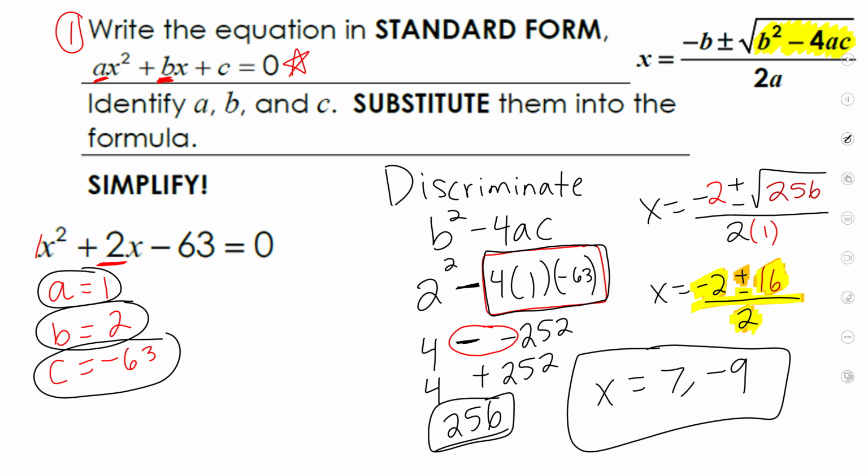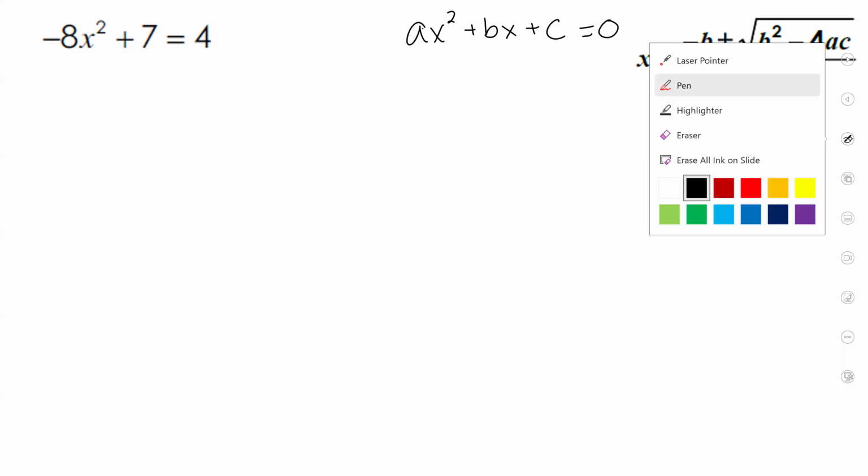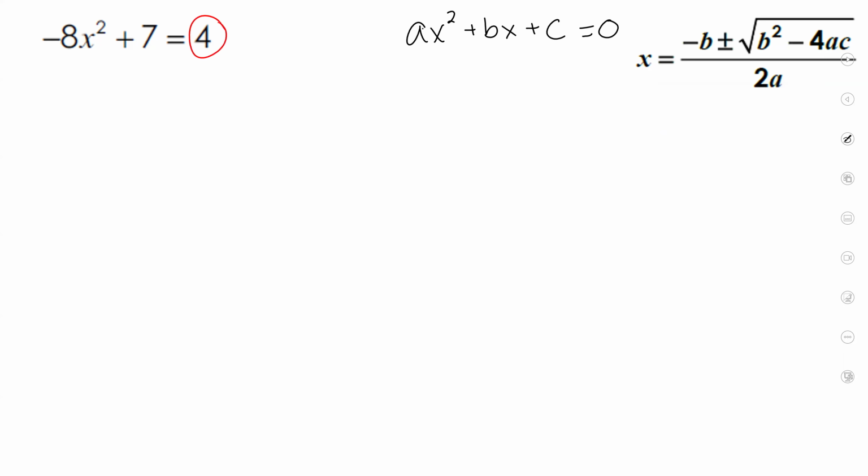Let's try another example. Let's do this one. In order to use the quadratic formula, your quadratic equation needs to be in standard form. Remember, standard form looks like this: ax squared plus bx plus c equals 0. So I need to have it equal to 0. What should I do first? Yes, we're going to move the 4 to this side. When you move something across the equal sign, the sign will change. So now this is a minus 4.